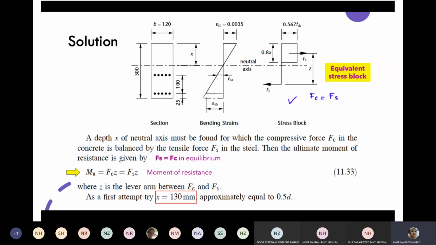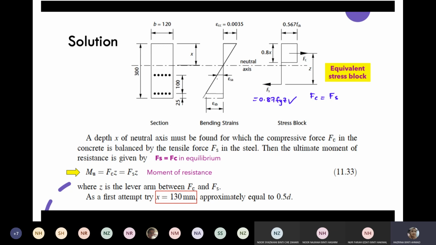So here, on the stress block, you can see that we have the width of 0.567 fck, times the height of the stress block, which is 0.8x. So this will be the Fc equation. Then we also have the Fs equation, similar to the previous calculation. In the RC design, we use Fs equals 0.87 fy times Az, so it is actually a similar equation.